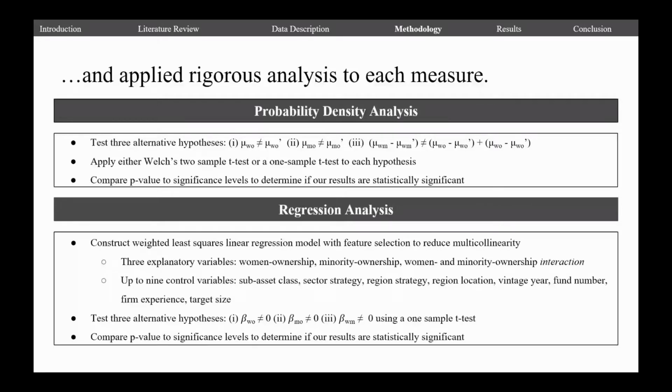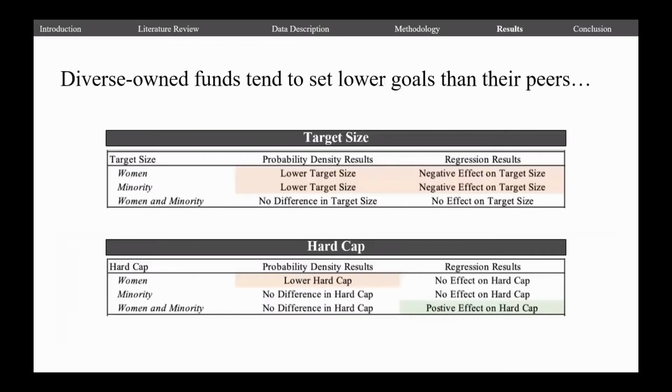We then conducted t-tests on the coefficients of our explanatory variables to determine whether there was in fact evidence of a direct relationship between diverse ownership and fundraising performance. And finally, we calculate the correlation coefficients between our explanatory variables and control variables to understand the additional correlational effects on diverse funds' fundraising performance. We'll now go through each of our initial questions and explain our key findings.